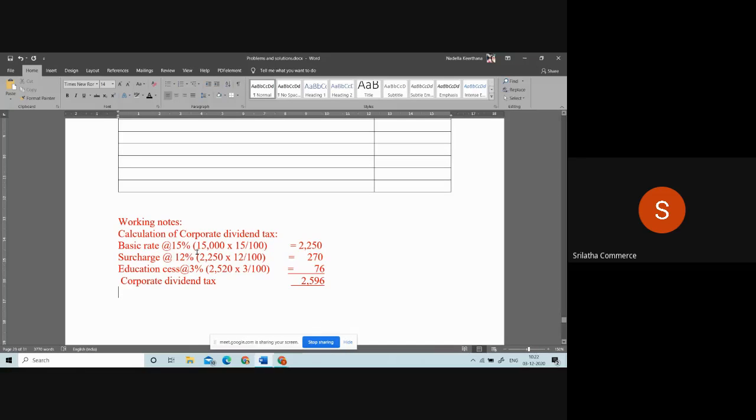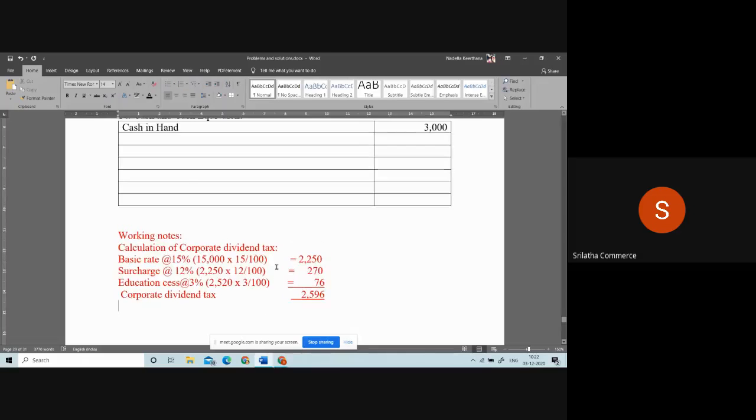Now, this is how corporate dividend tax is calculated, everyone. First we calculated the basic rate, taking the dividends into consideration, 15%. Whatever tax you get, on that you are supposed to calculate 12%. Again 2,250 plus 270, on that total you calculate 3%. So this will be your corporate dividend tax.